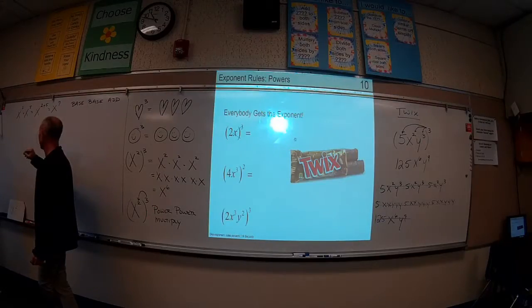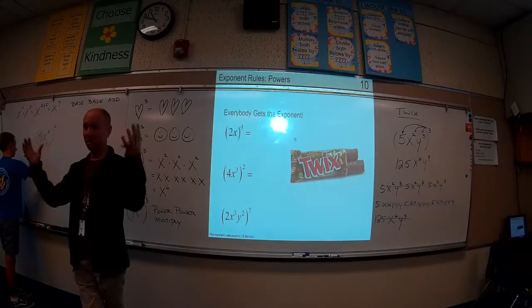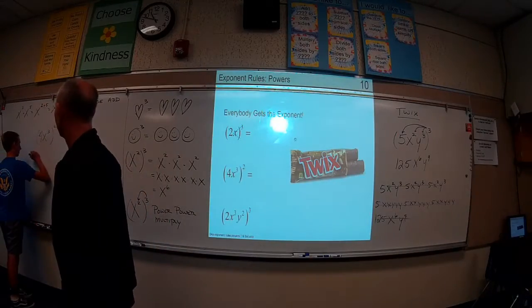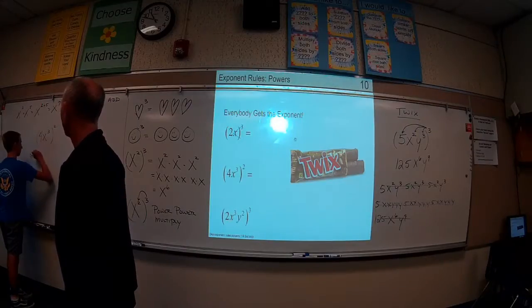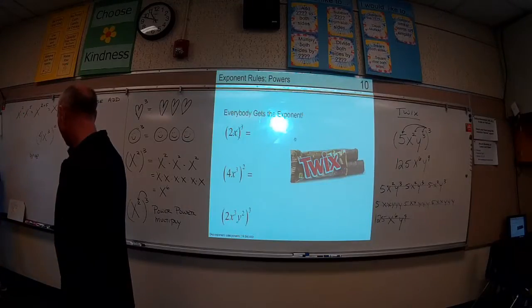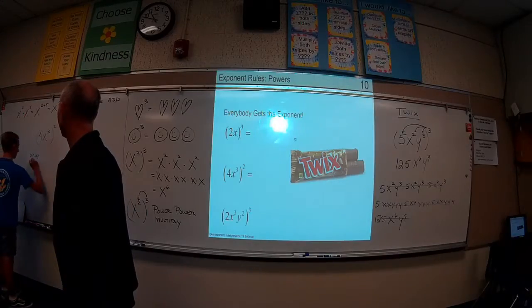4x to the third times 4x to the third. Good, write that down. 4x to the third times 4x to the third. So that's just a language thing. Good, what's 4 times 4? 16. Write down 16 underneath.